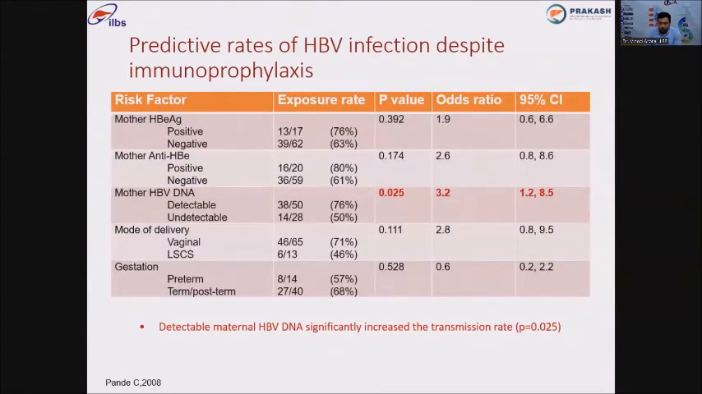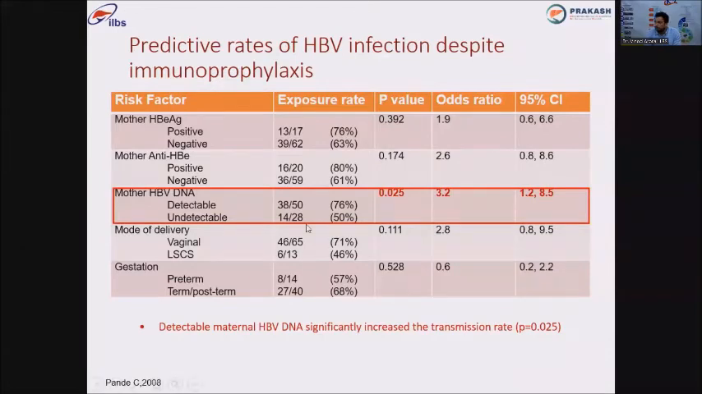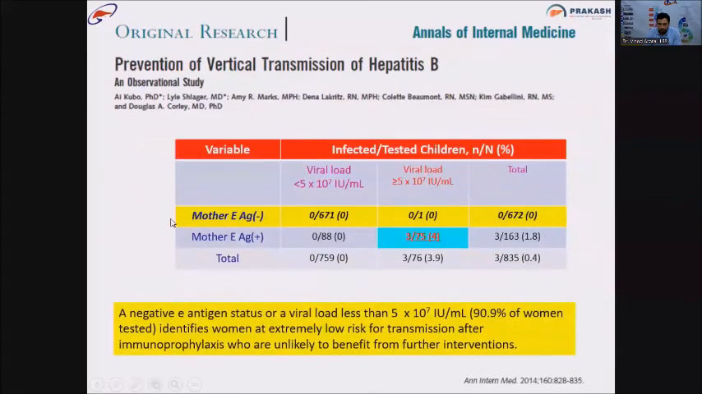So the risk of transmission is higher when the DNA is detectable as compared to non-detectable DNA. So it is a risk factor for transmission from the mother to the child. This basically shows the vertical transmission of hepatitis B, and E negative status with a viral load less than log 7 usually identifies the women who are at extremely low risk of transmission after immunoprophylaxis and who are unlikely to benefit from other interventions.